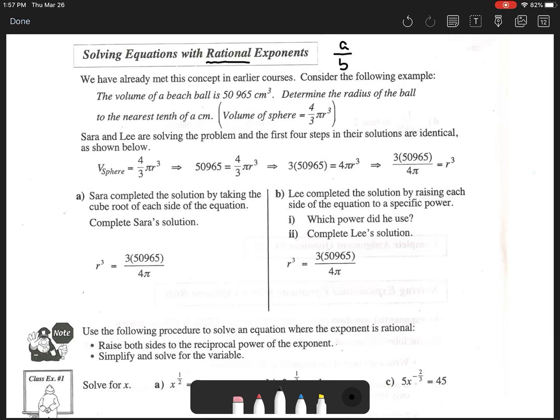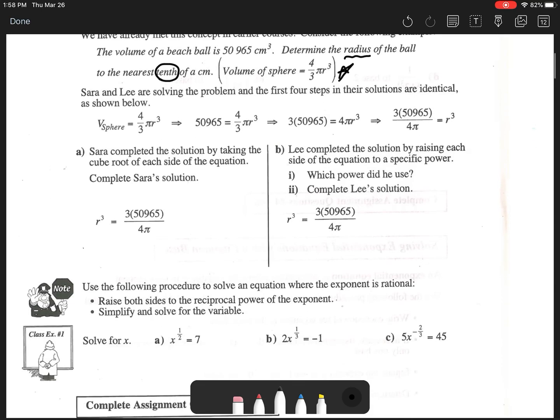Consider the following example. The volume of a beach ball is 50,965 cubic centimeters. Determine the radius of the ball, so they're looking for the value of r, to the nearest tenth, one decimal place of a centimeter. And again, they're nice to you. They give you the volume of a sphere. Anything that deals with the question on surface area or volume of a composite shape or a three-dimensional shape, they will provide the formula for you, so don't worry about having to memorize those.